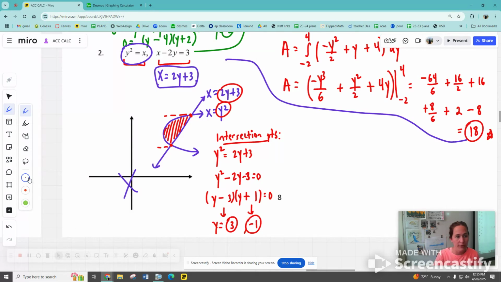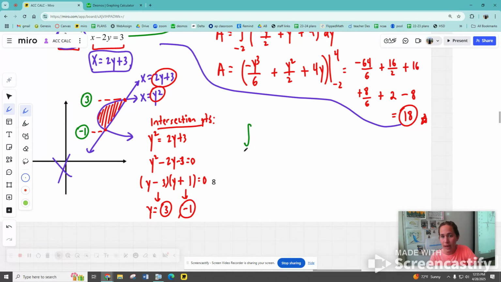two y coordinates at points of intersection. So negative 1 all the way up to 3. That should help with the setup, right? Let's integrate from bottom to top, so from negative 1 up to 3 for this area.